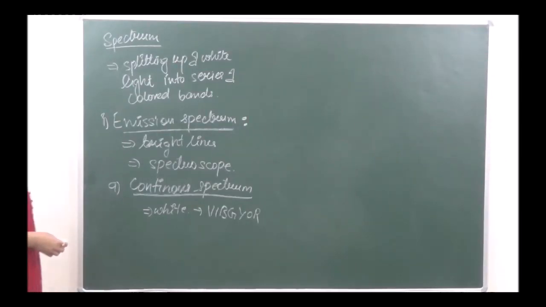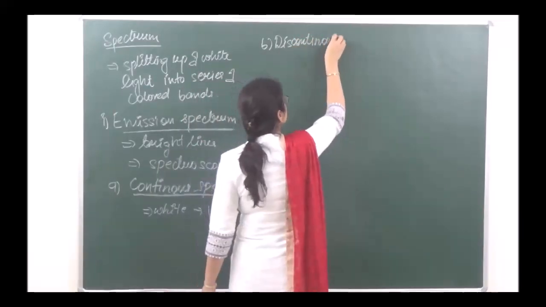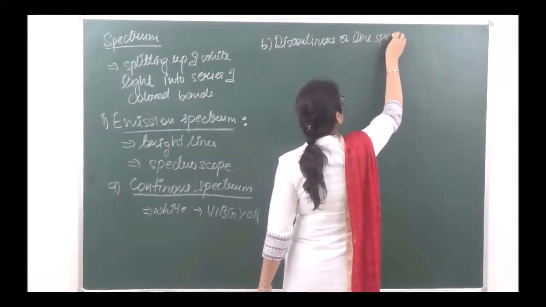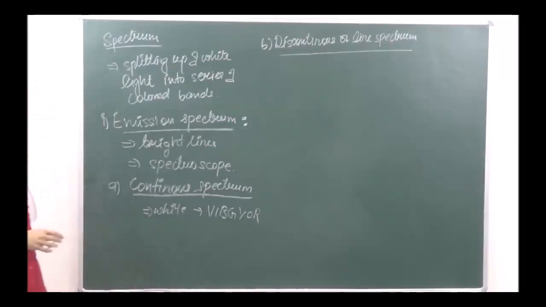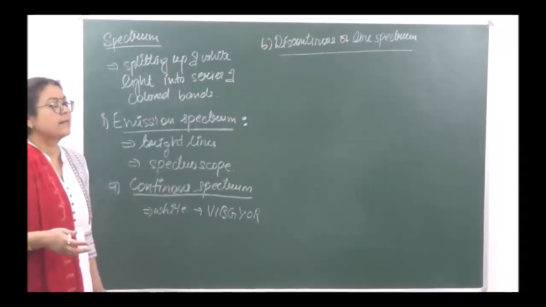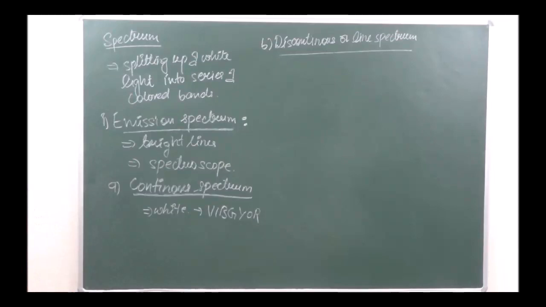The second type of spectrum which we have, that is known as a discontinuous spectrum. Here the source taken may be gas or vapors of a liquid, not the white light or the sun. So when we are taking the vapors of a chemical substance, we heat it in a flame or in an electric arc, right? And then after that, the radiations which are emitted by heating these chemical substances are analyzed.